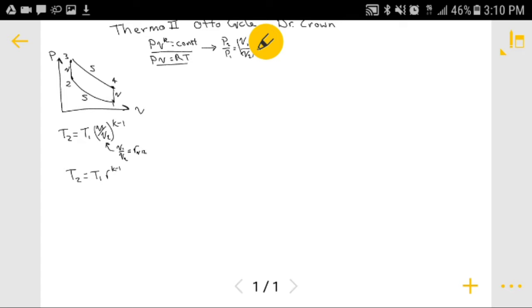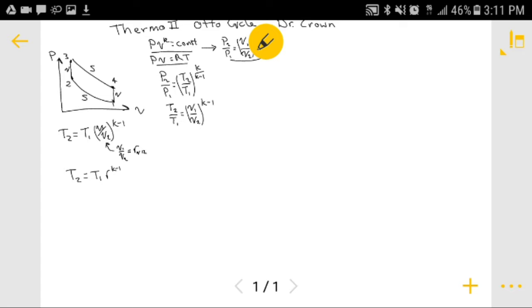And then if I use the ideal gas law, I can replace the volumes with R and T over P, and with some algebra I get that P2 over P1 equals T2 over T1 to the power k over k minus 1. So all I did was replace the V's in my first equation with RT over P and bring all the like terms to the same side. And then the final one is T2 over T1 equals V1 over V2 to the k minus 1.